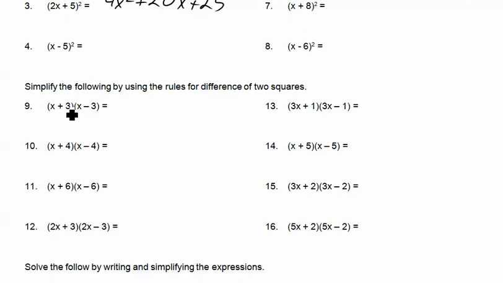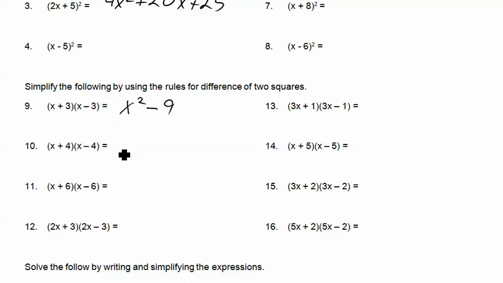So here we have a much simpler rule. When we have this where you've got a plus and a minus, the answer is just the first one squared minus the second one squared. And this is the difference, subtraction, of two squares.